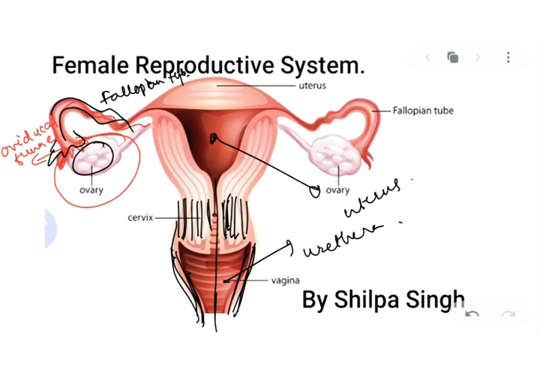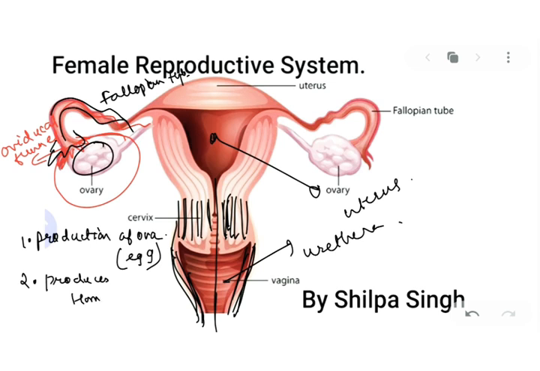Now let's study each part here. Let's study about ovary. Now ovary is a very important part because it performs two main functions. First is production of ova. What is ova? Ova is the egg. And second, it also produces hormones such as estrogen and, I'll write it here, progesterone.